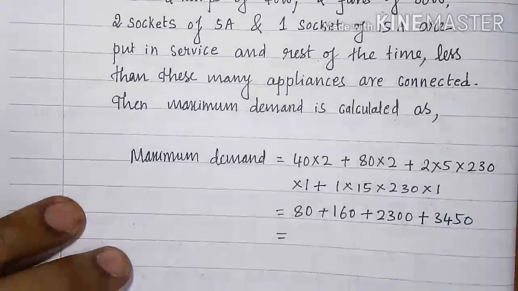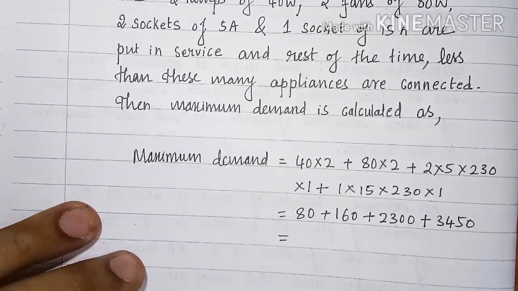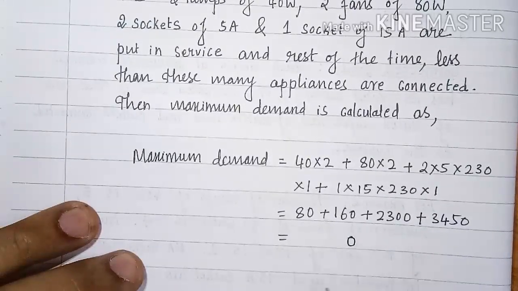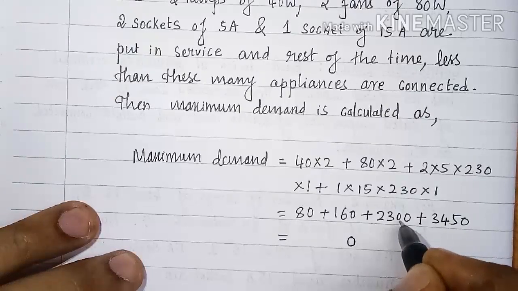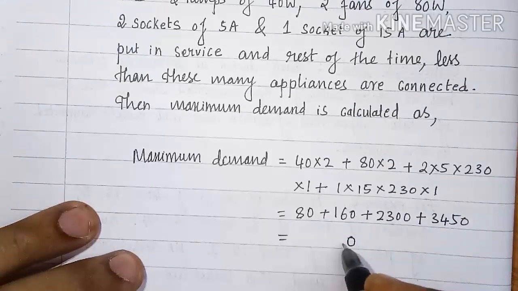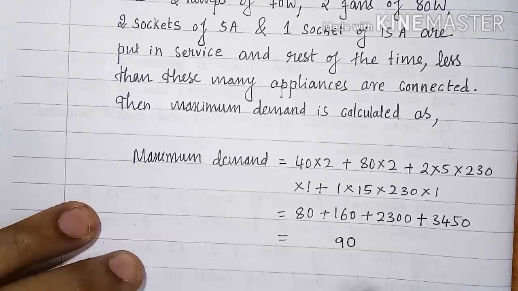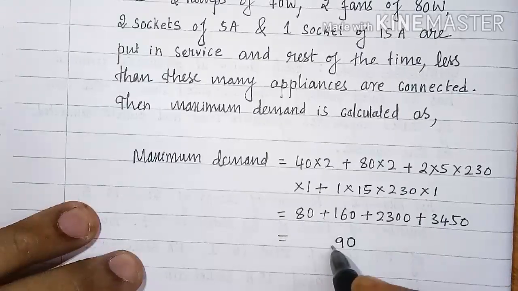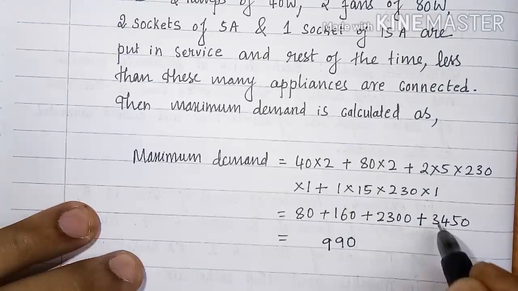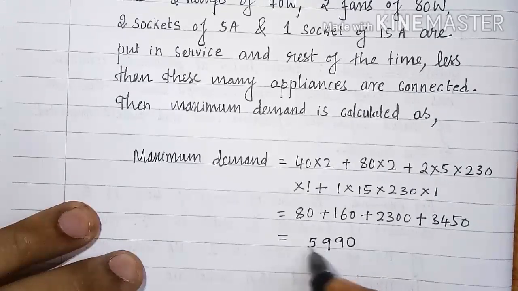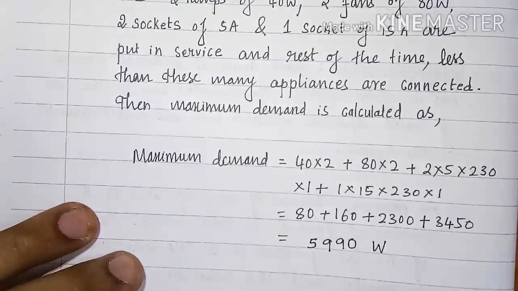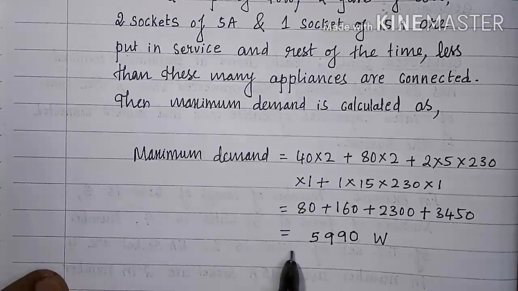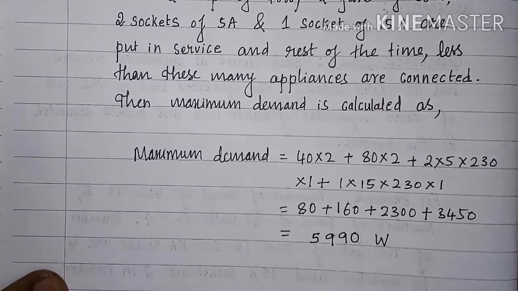Altogether it will be 0 plus 0 is 0, 0 plus 0 is 0, 5 plus 0 is 5, 5 plus 6 is 11, 11 plus 8 is 19, carry 1, 5, 5 plus 3 is 8, 8 plus 1 is 9, 3 plus 2 is 5. So maximum demand will be equal to 5990 watts.